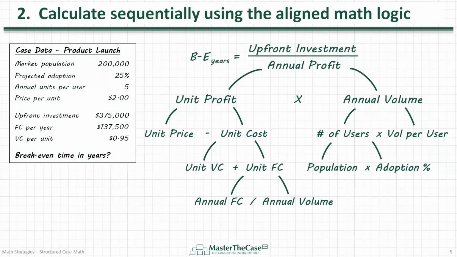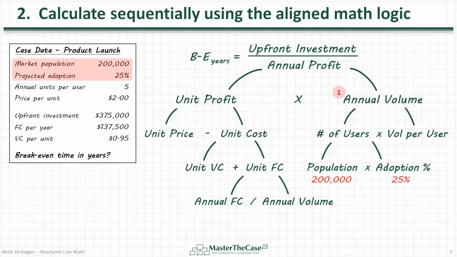The second step is to calculate sequentially, using the aligned math logic. Hence, our first sub-step is to compute annual volume, which we'll do from the bottom up, starting with population and adoption.